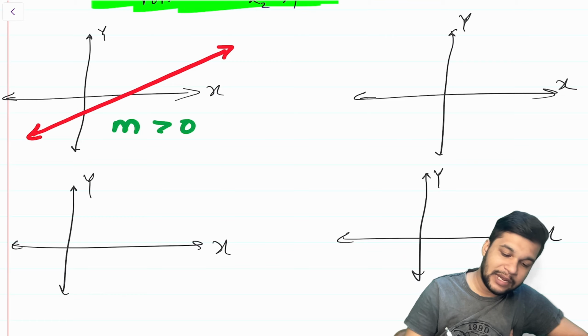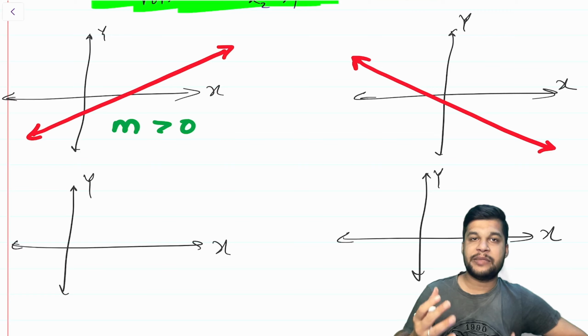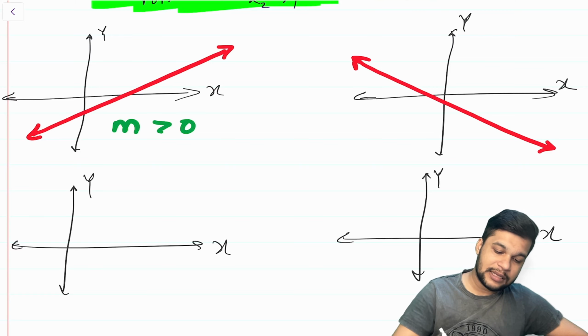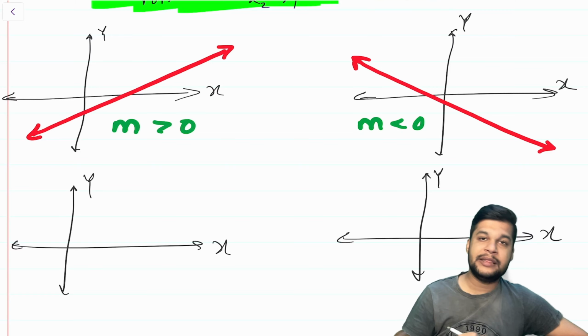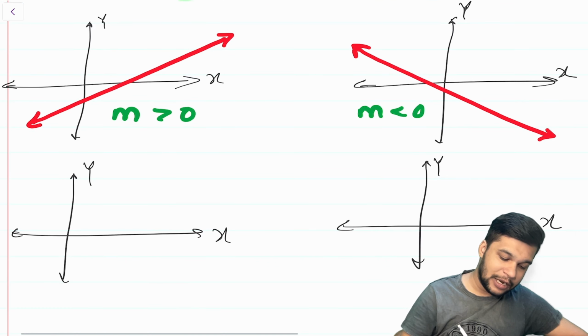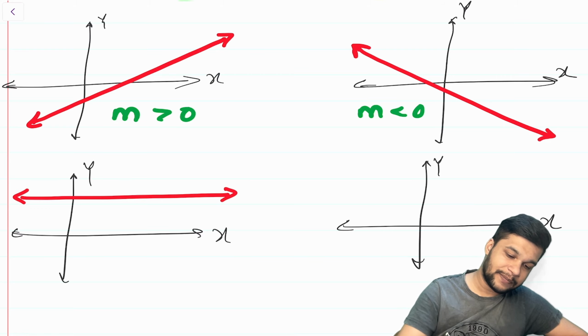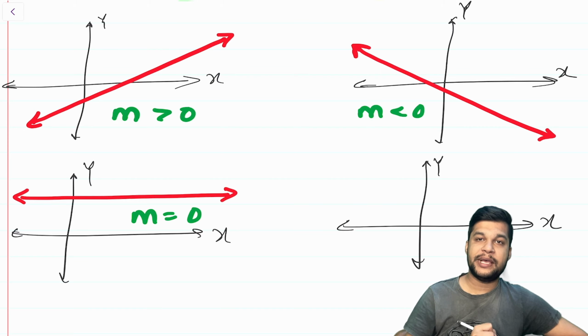Now let's say the line looks something like this. In this case, the slope is negative. Let's say your line looks something like this. In this case, your slope is 0.